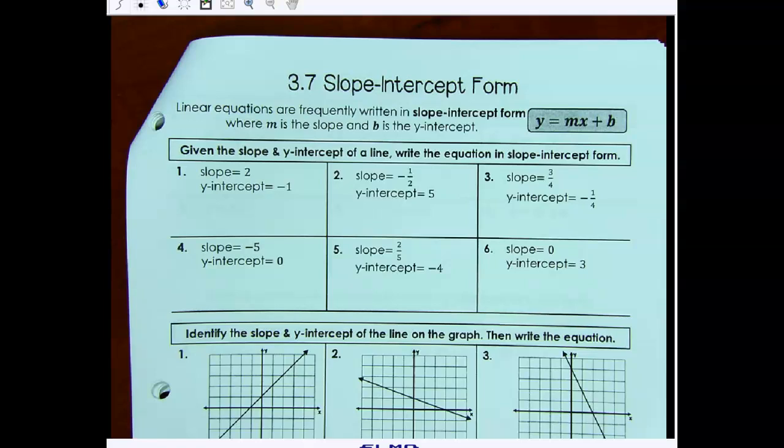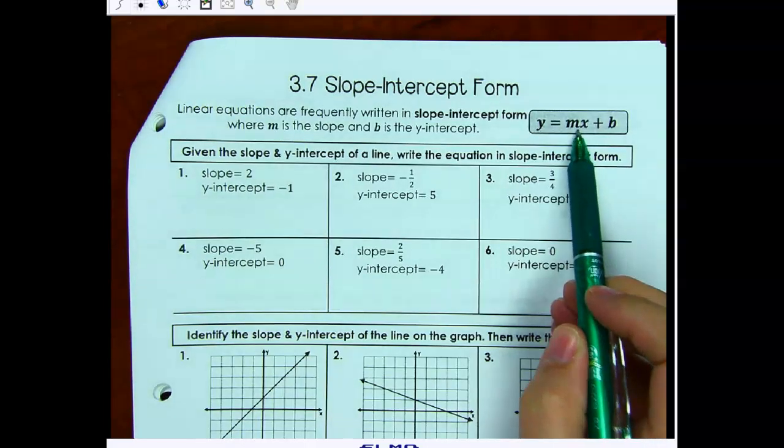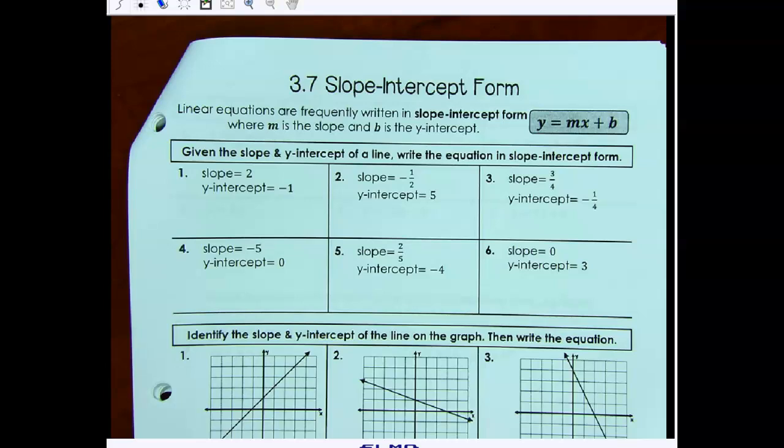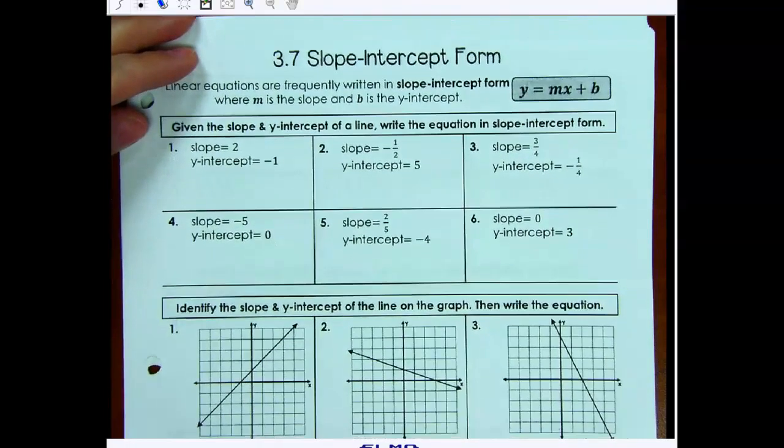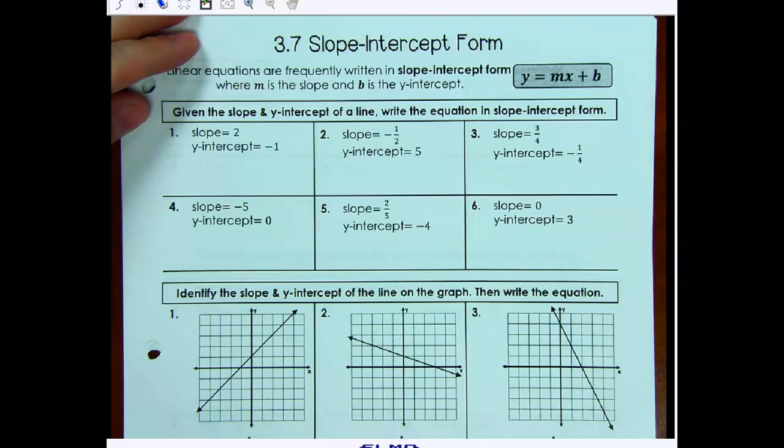The first thing that we need to remember is that linear equations are written in slope-intercept form, where m is the slope and b is the y-intercept. And so then in the box there you see y equals mx plus b, which is the slope-intercept form. Now you guys have definitely seen this before. I know this is talked about in 8th grade, so this should not be new, but we will probably take it a little bit further and do a little bit more with it than you've done in 8th grade.